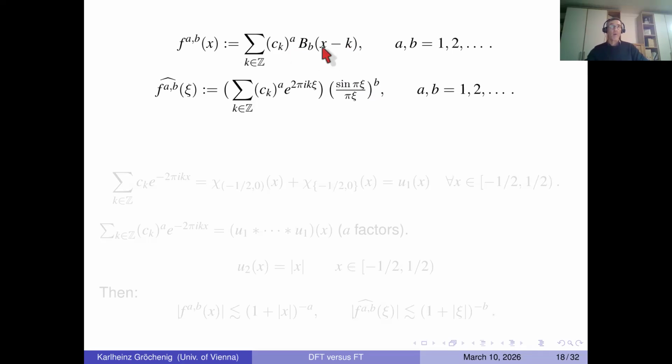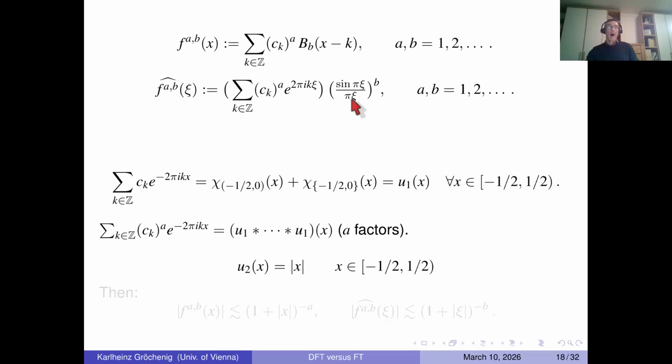This has compact support, so the function decays the same order as the coefficients. This is a Fourier series. It's periodic, it's bounded, so the Fourier transform decays like 1 over psi to the b. So decay conditions are okay. Now, we can evaluate this exactly because that's a finite, locally finite sum. No problem with that.